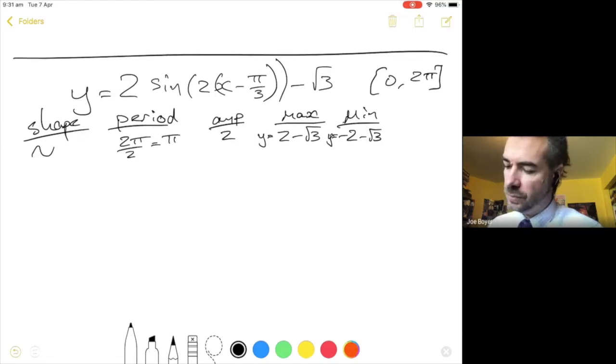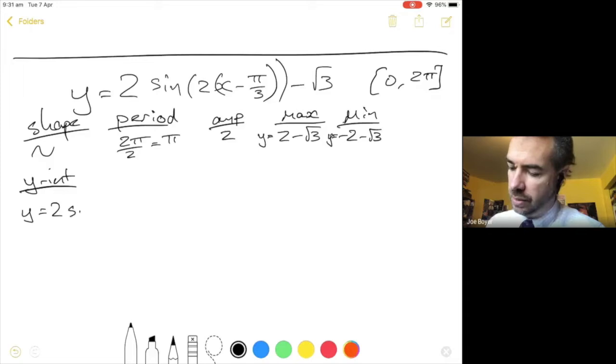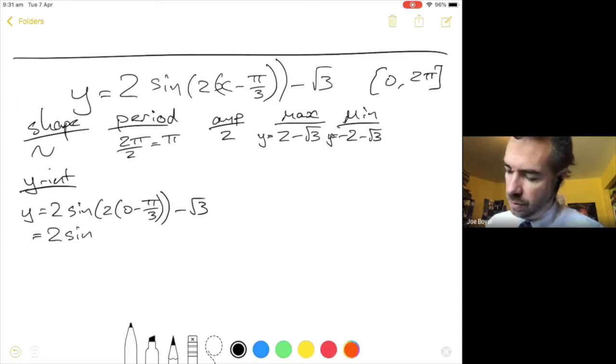All right, I like to do the y-intercept next. It's usually nice and simple. So in this case, y-intercept is y equal to 2 sine of 2 times 0 minus pi on 3, minus root 3, which is 2 sine of negative 2 pi on 3 minus root 3. So now we have to work out what sine of negative 2 pi on 3 is.